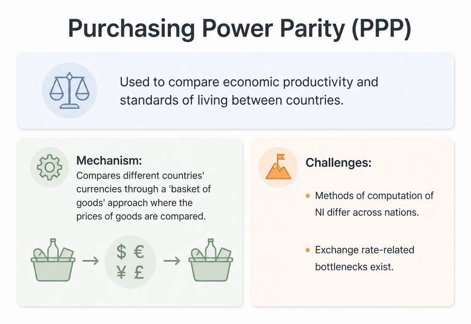When we want to compare per capita income internationally, simply converting currencies at the market exchange rate isn't enough because the cost of living varies wildly. Instead, we use the purchasing power parity, or PPP method. PPP compares currencies using a basket of goods approach, looking at how much it actually costs to buy the same set of everyday items in different countries. However, this is challenging because nations compute their income differently and exchange rate bottlenecks can complicate the analysis.